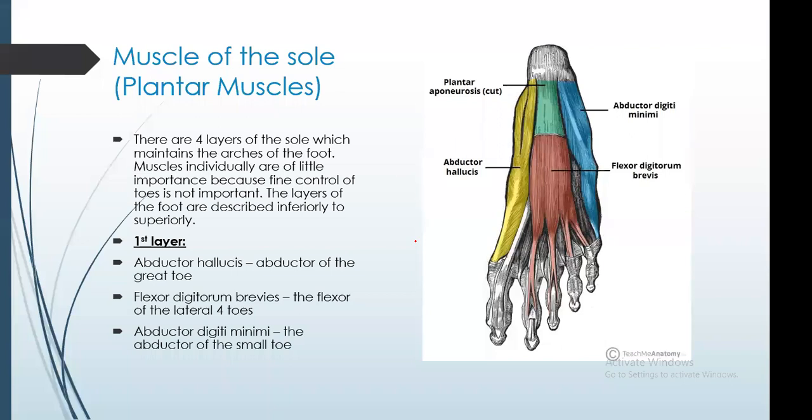So the first layer is the one which touches the ground. That is the first layer of the muscle of the foot. So what consists of the first layer? It's the abductor hallucis muscle, the abductor of the greater toe, the one shaded in the yellow. This is the abductor hallucis.